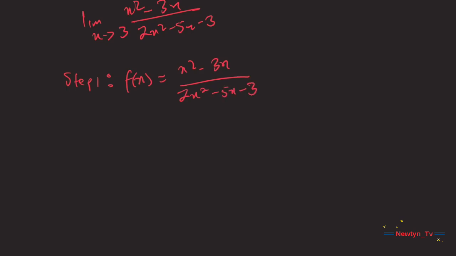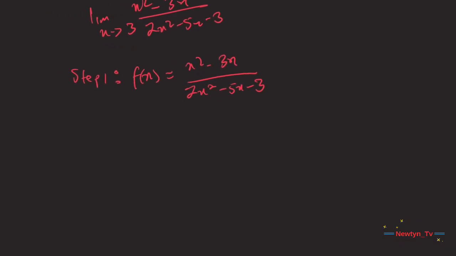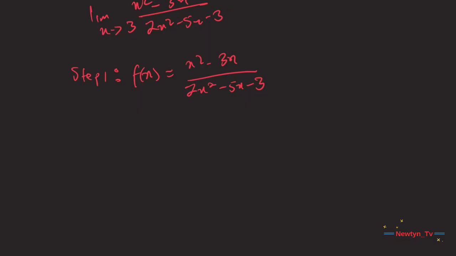Now this function is undefined for x equal to 3. This function becomes undefined when x is equal to 3. In fact, we can substitute 3 into the function and we are going to get 0 over 0. If you doubt me, let's just try it right here before we continue.